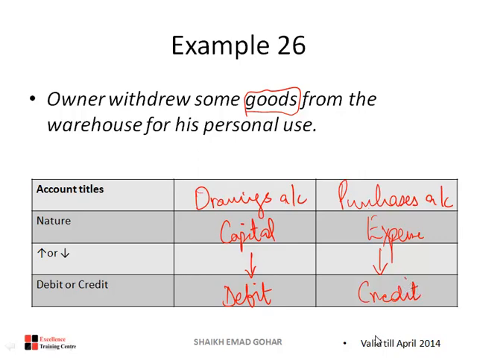Easy? So if you are withdrawing some cash, the entry will always be like this: drawings debit, cash credit or bank credit. If you are withdrawing some goods, the entry will always be like this: drawings debit, purchases credit. But drawings is always debit, because it is a reduction in capital.